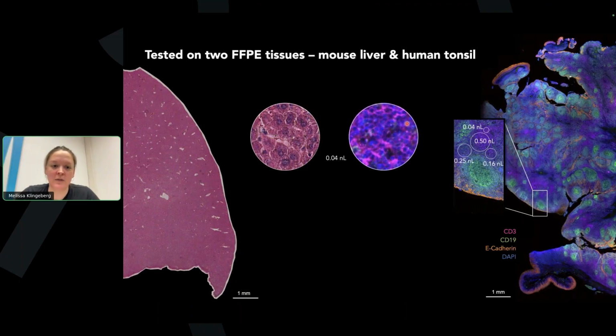When you look a little bit more into detail at what that actually means in terms of cell number and input, the smallest input that we tested of 0.04 nanoliter is approximately 100 T cells here in the tonsil, and you can see and count maybe 12 to 15 hepatocyte shapes, but because we work on 5 micron sections, we're actually slicing the cells, so this corresponds to approximately 10 hepatocytes.